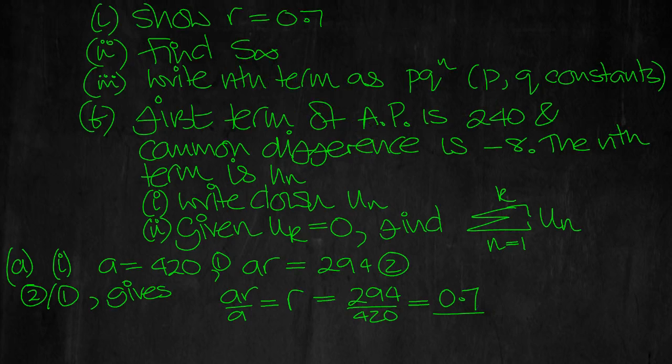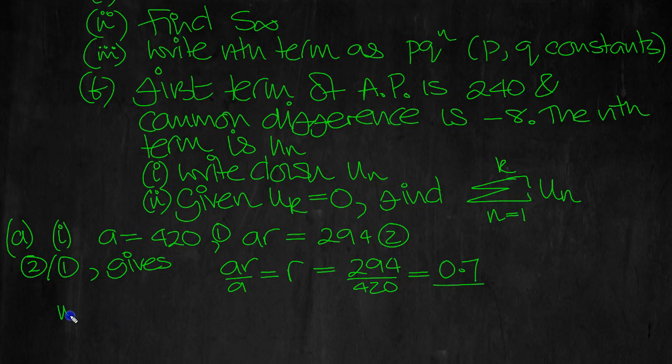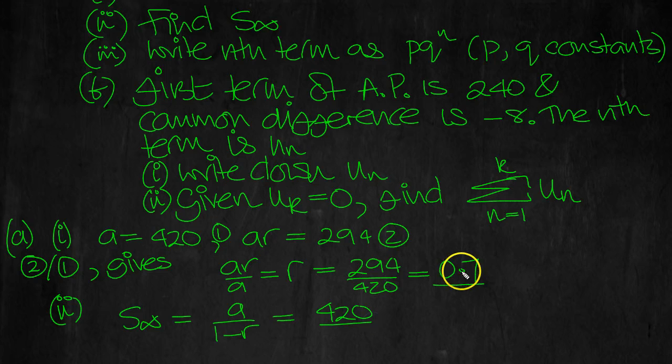Find S infinity, part 2. S infinity then is equal to a over 1 minus r, which is 420 over 1 minus 0.7, which is 0.3, which is equal to 420, and it's 3 over 10, isn't it? So swing the 10 up the top. Again, use a calculator if you need to. 3's into that goes 40, times 10 is 1400. So that's the sum to infinity.